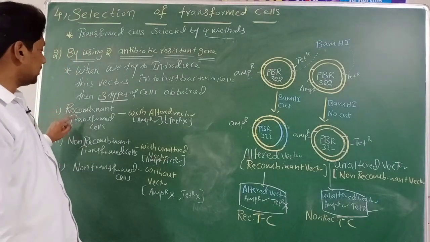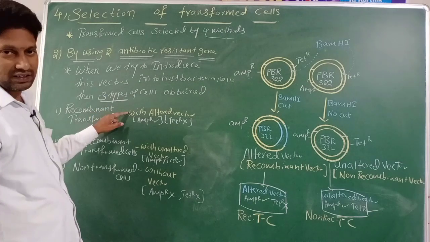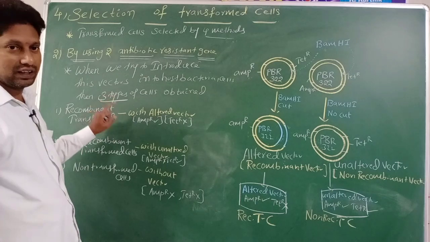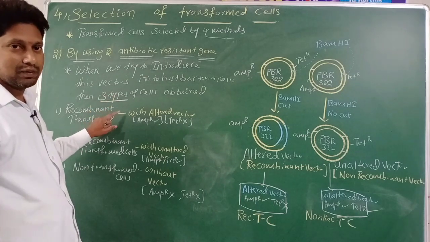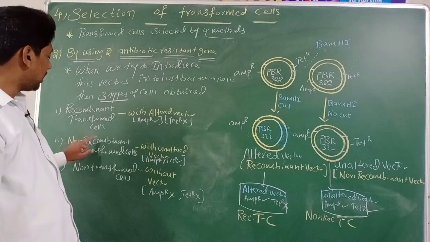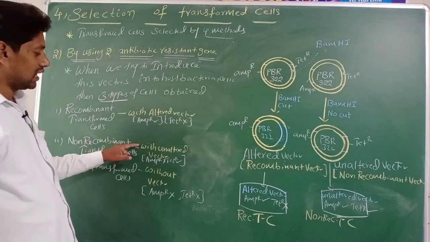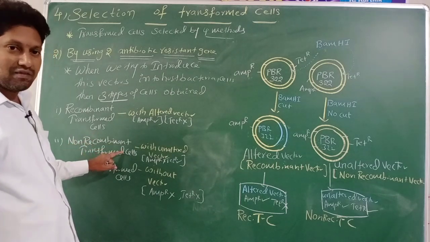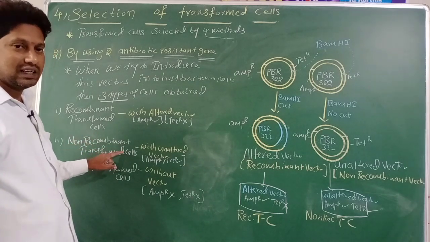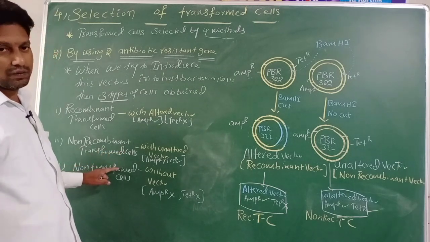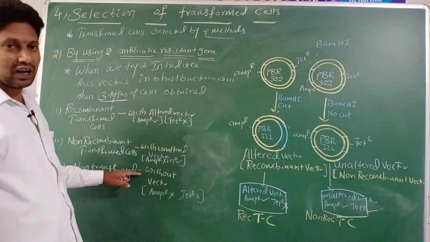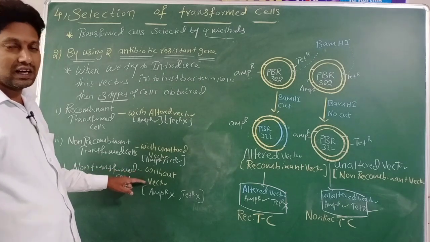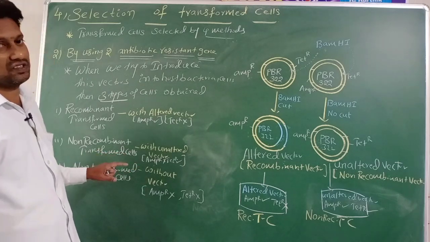Therefore, recombinant transformed cell contains altered vector. So, recombinant transformed cell contains the ampicillin antibiotic resistant gene, but the tetracycline antibiotic resistant gene is absent. Non-recombinant transformed cell contains unaltered vector. So, non-recombinant transformed cells contain ampicillin as well as tetracycline antibiotic resistant genes. Non-transformed cell neither contains recombinant vector nor non-recombinant vector. So, it is without ampicillin and without tetracycline antibiotic resistant genes.